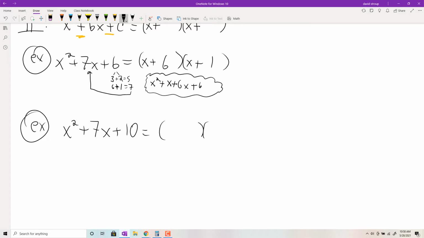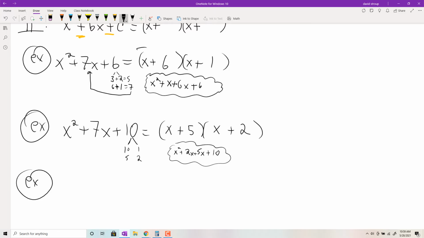Set up your parentheses. The trinomial has plus plus, so this is also going to be plus plus. It just has to be that way. And then you start factoring 10. So 10 and 1. 10 plus 1 is 11. That won't work. 5 and 2. 5 plus 2 is 7. So that does work. And then in your brain, you're foiling this back out. X squared, outer. So you get really good at foiling. Inner. And it works.